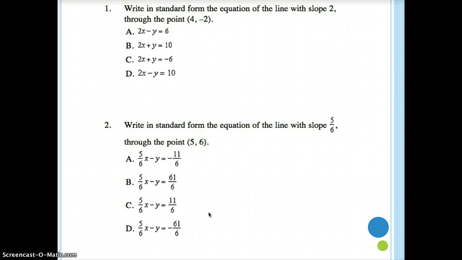All right, here are the answers. Number 1, the answer was D. 2, the answer was A. If you didn't get them correct, pause it, give them a look, and maybe ask another student for help if you need it.